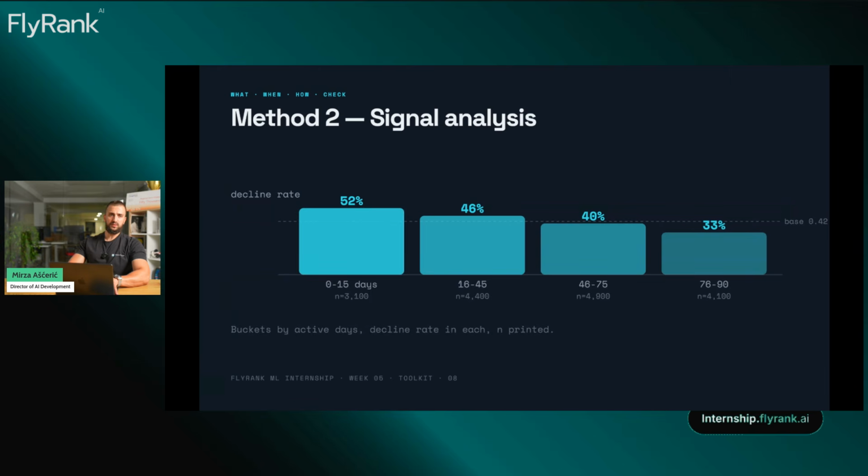Method number 2, signal analysis. Signal analysis asks a very simple question: what moves together with the thing I care about? So here is an example. We split the pages into buckets by how many active days they had. And then we look at the decline rate inside each bucket. You can also use correlations, medians, small tables, or small plots. What you get from this is a measured relationship and not a prediction for each row.